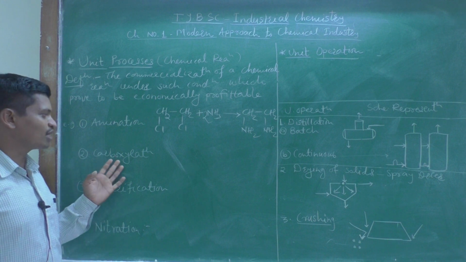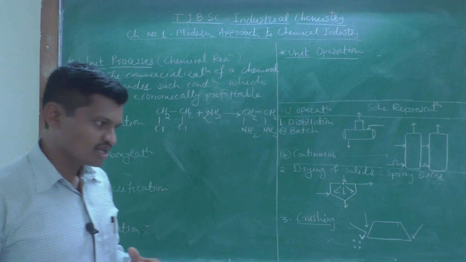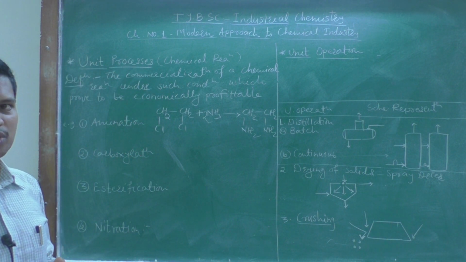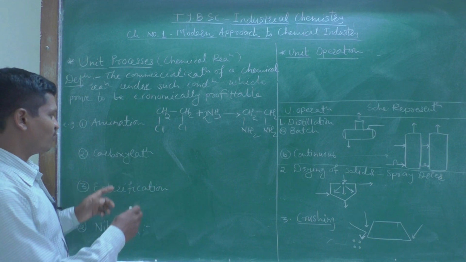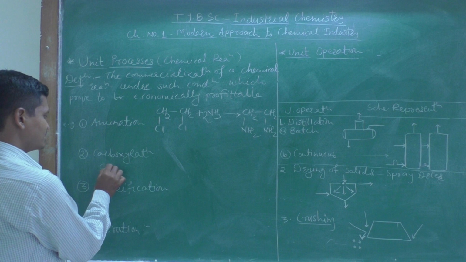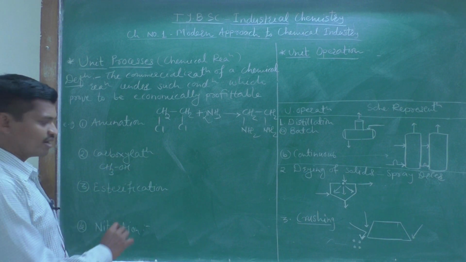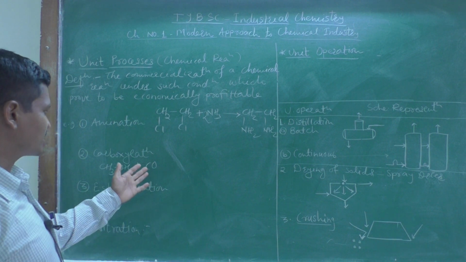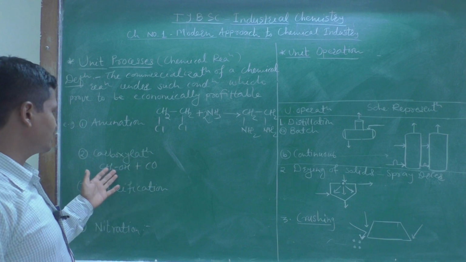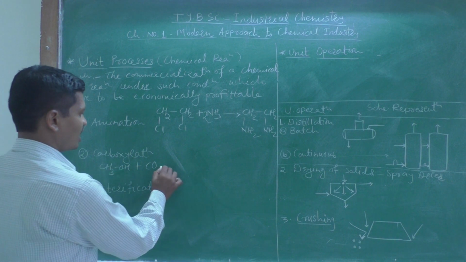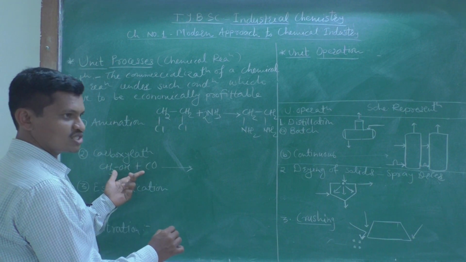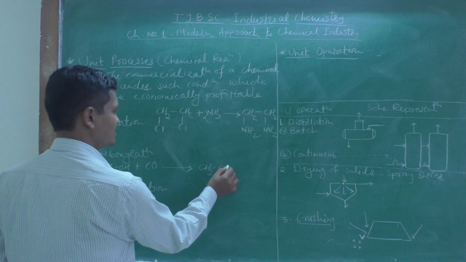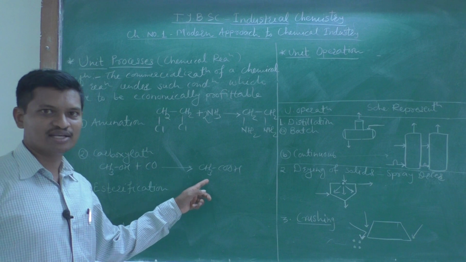Okay, the next one is carboxylation. Carboxylation means the reaction which includes the formation of a carboxylic acid functional group. For example, here we have CH3OH, methanol, plus carbon monoxide, which is a gas at room temperature. With the help of this carbon monoxide, we react it with methanol, which is liquid at room temperature, and convert these starting materials into carboxylic acid, CH3COOH, acetic acid or ethanoic acid.